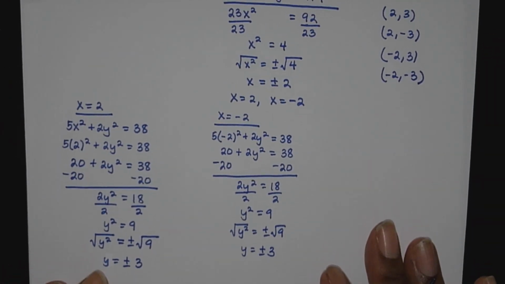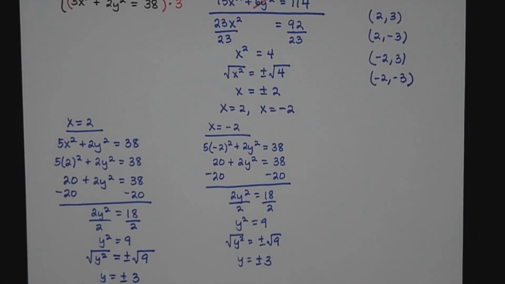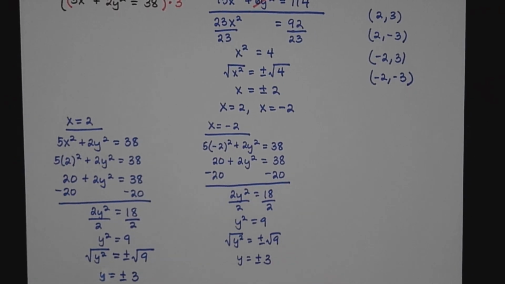So here I got 4 ordered pairs that will satisfy this system of non-linear equations: (2, 3), (2, negative 3), (negative 2, 3), and (negative 2, negative 3). Any questions about problem number 29?